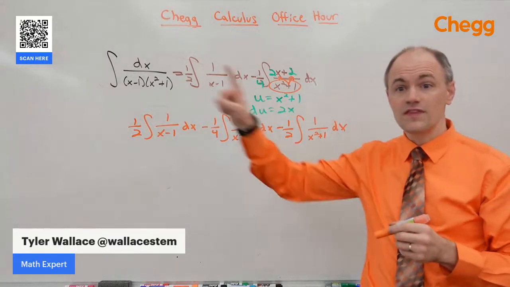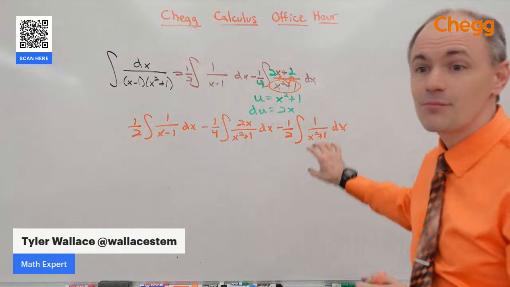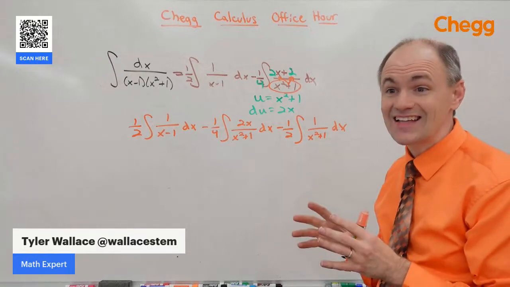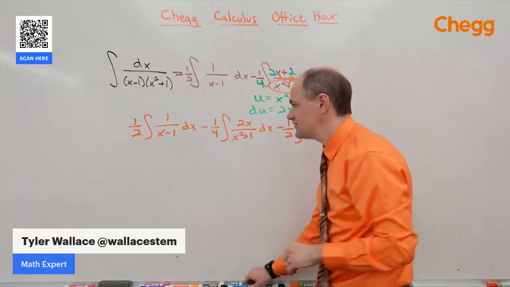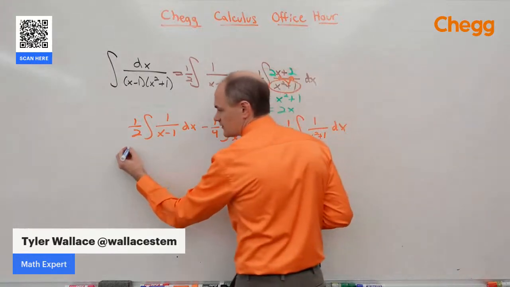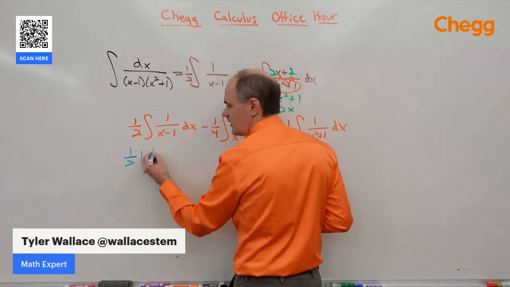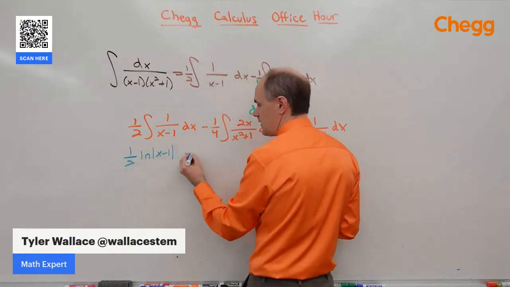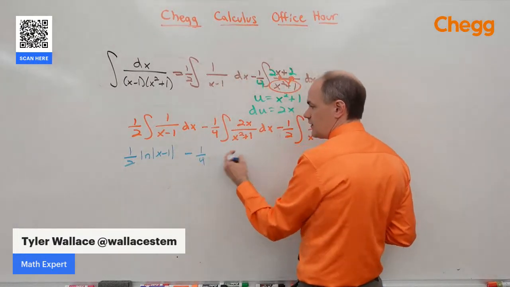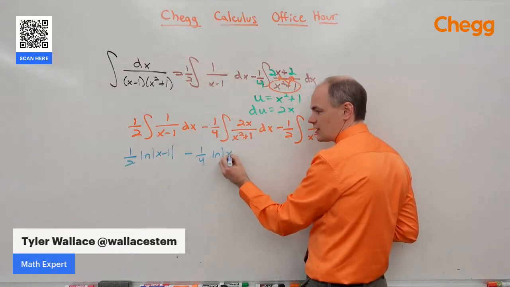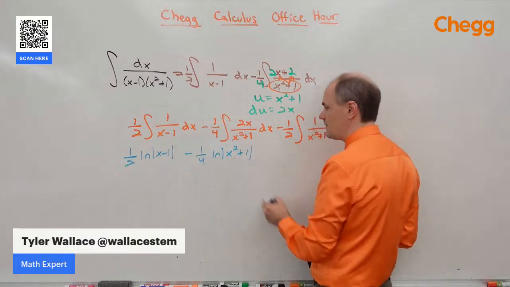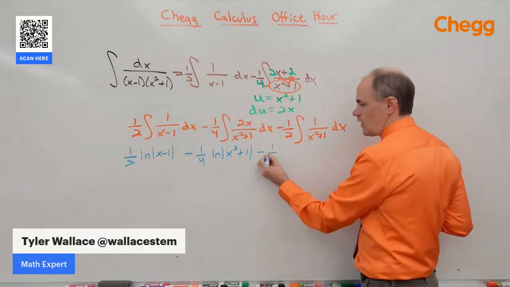We have now split the original integral into three separate integrals, and we should know exactly how to solve each of the three integrals. Let's do it. Final answer is 1/2 natural log of x minus 1, minus 1/4. Remember, we set this up so that this would become 1 over u, which means it's the natural log of the denominator, x squared plus 1, minus 1/2.